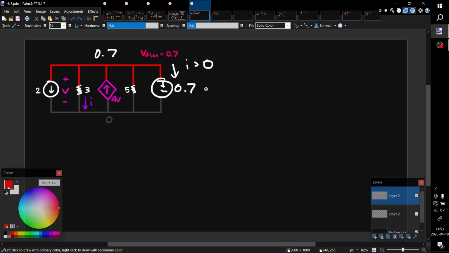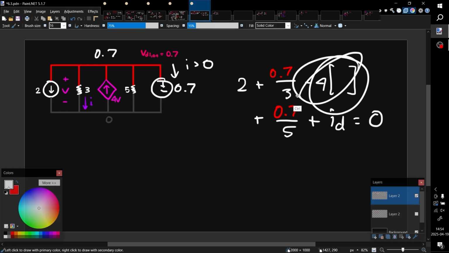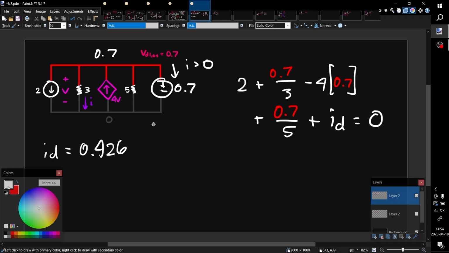Doing nodal analysis here, we should get this current flowing out, and then the 0.7 here, 0.7 over 3. This current is flowing inwards. We need to define what V is later. And then we have the current flowing through here, so that's 0.7 over 5. And then this extra current here, ID, this is all equal to 0, right? Now this voltage V was defined as 0.7, right? Okay, just to speed up on time, I'm just going to shift solve this. This gives us an ID current of about 0.426, which is clearly greater than 0. So that means this state is correct.